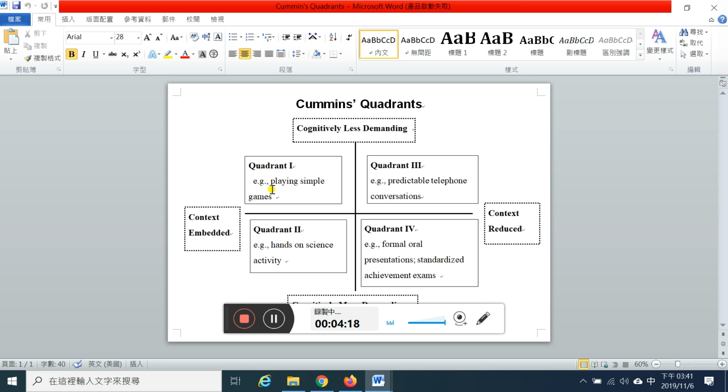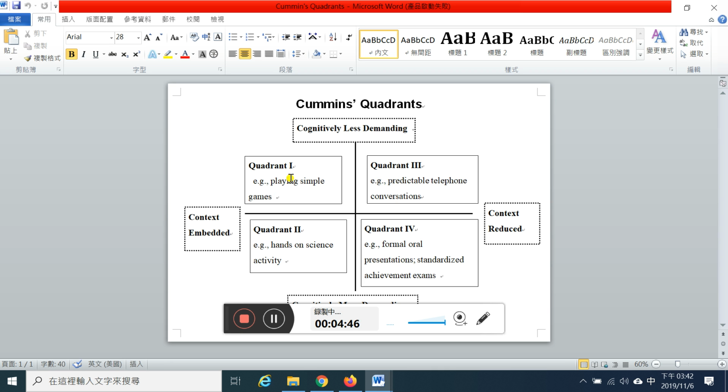Okay, so let's look at Quadrant 1. Cognitively less demanding means more concrete, and context embedded means more clues. So what kind of language situation lies in this area? We call it Quadrant 1. Quadrant 1 is the easiest language acquisition, the easiest language proficiency.